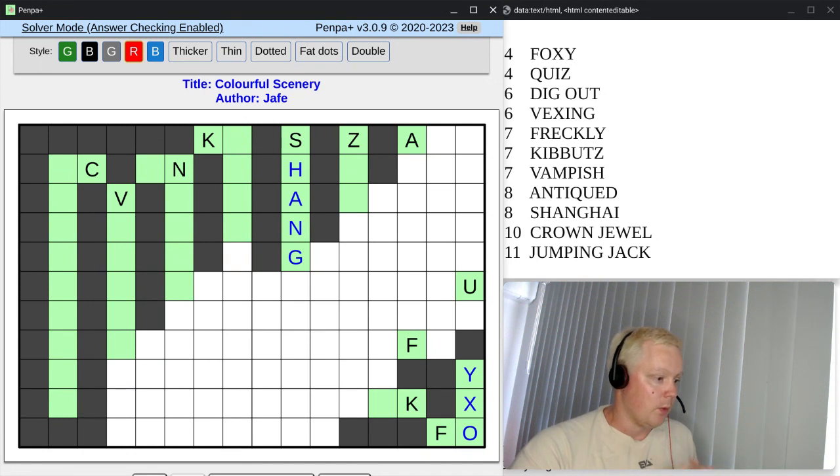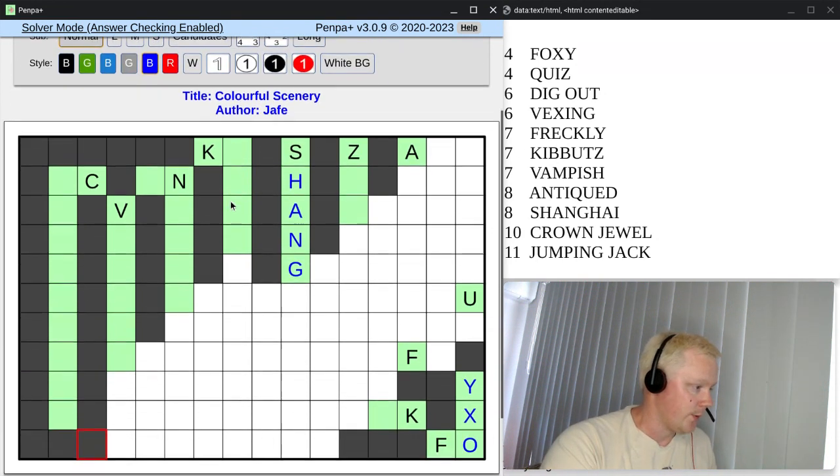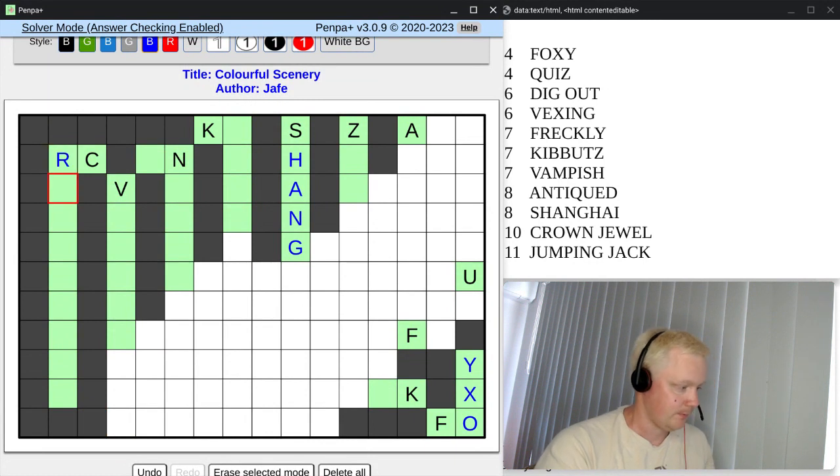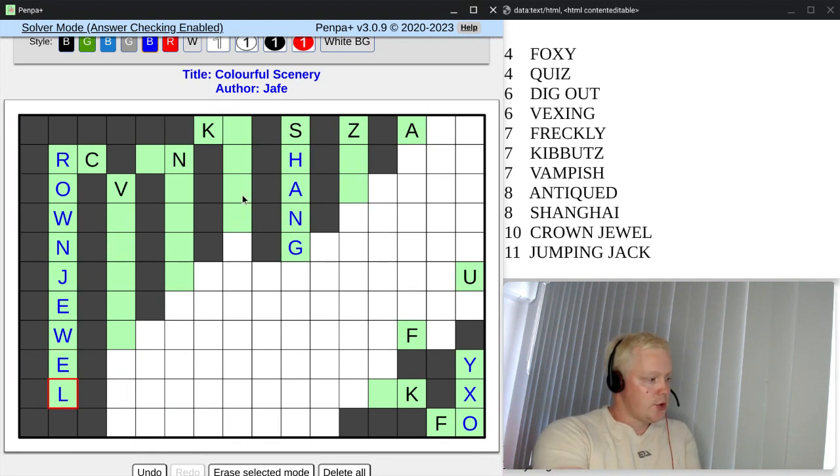Okay, but now we can type in the word that we had, which was crown jewel. So crown jewel goes there. Now, did that help us eliminate any options? This could not have been crown jewel. This couldn't have been crown jewel, and this couldn't have been crown jewel. This was freckly. Do we know what this is? This has two options still, and this U we don't know really anything about yet. But we knew that this K had two options: kibbutz, which was 7 letters, or jumping jack, 11.